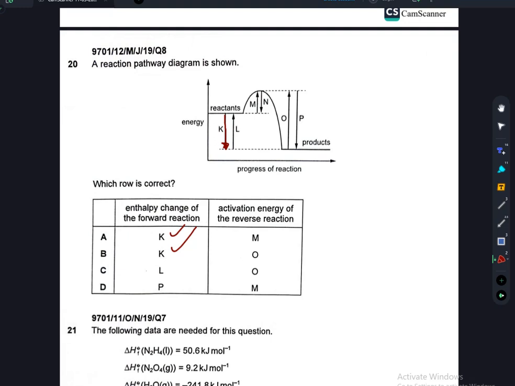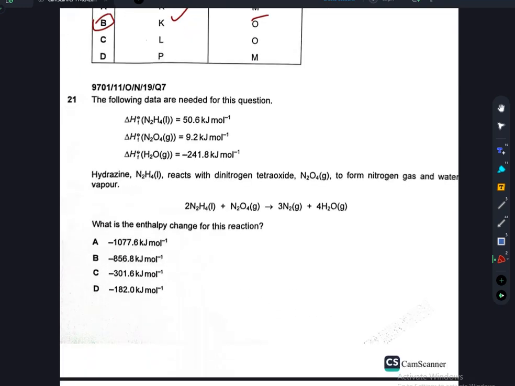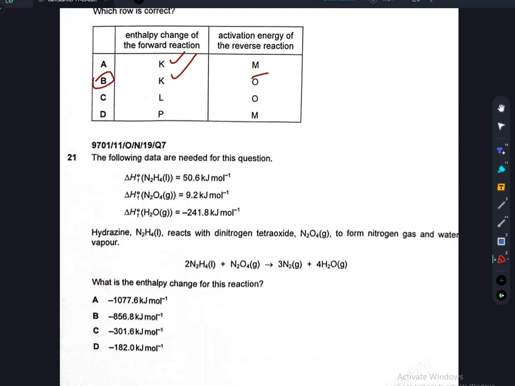Activation energy of the reverse reaction, and this would go upwards, in this direction. So B is your right answer. The following data are needed for this question. Okay, so you have been given the data. Formation of water. Hydrazine reacts with dinitrogen tetroxide to form nitrogen gas and water vapor. What is the enthalpy change for this reaction?